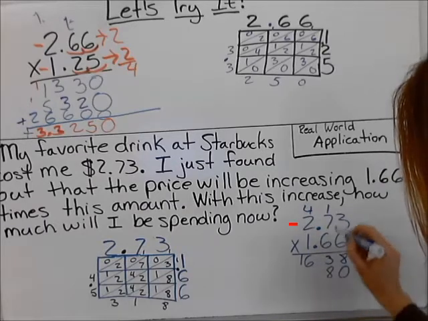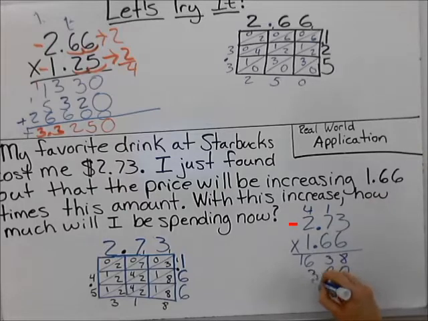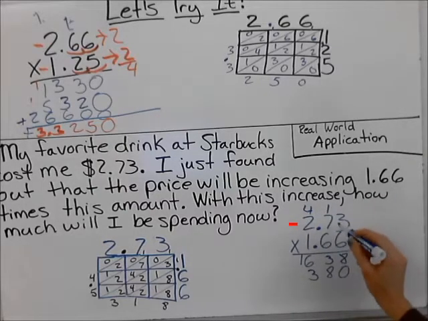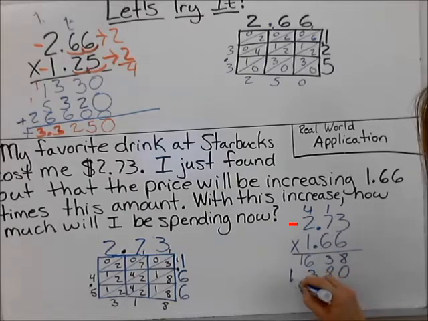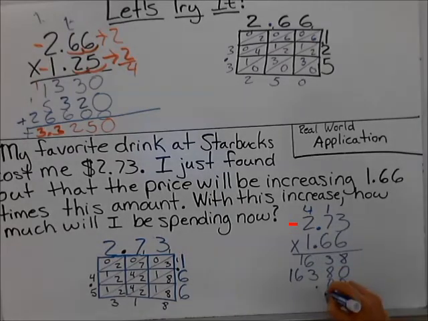6 times 3 again is 18. 6 times 7 is 42, plus 1 is 43. 6 times 2 is 12, plus 4 is 16. 2 placeholders. Moving to the hundredths place, 1 times 3 is 3. 1 times 7 is 7. 1 times 2 is 2.